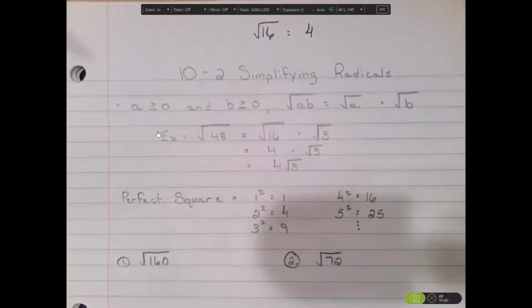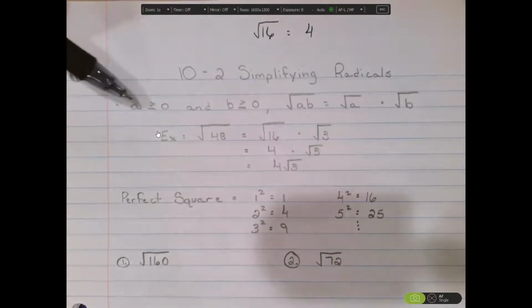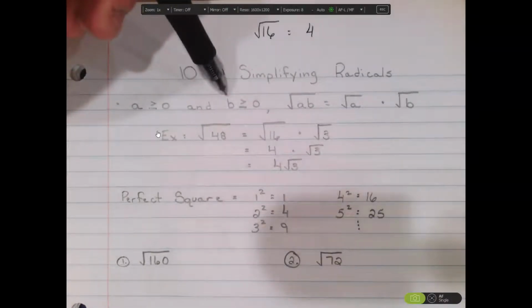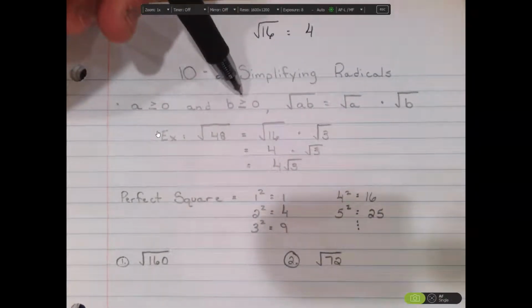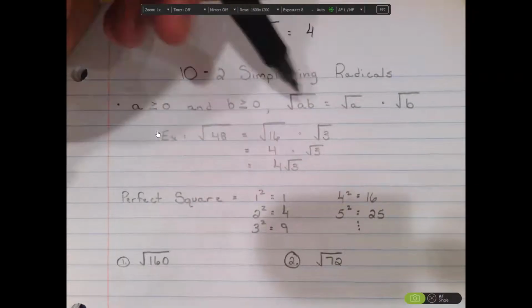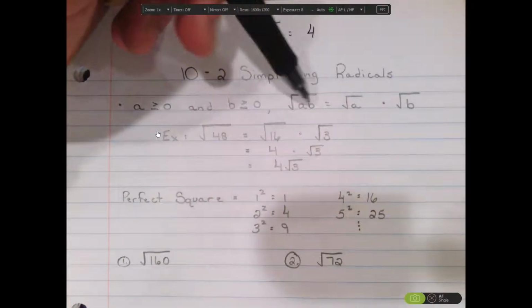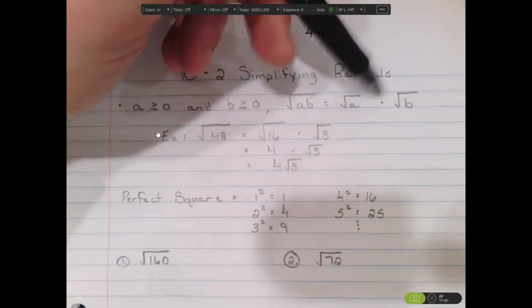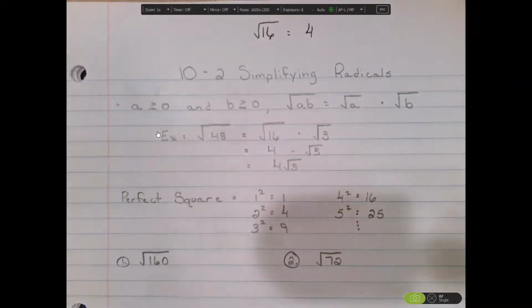So our first rule that we have to play with here is when a is greater than or equal to 0, so meaning a could be 0, but otherwise it's going to be a positive number, and b is also greater than or equal to 0. So a and b could be 0. With that being said, a times b, we can write this the same as radical a times radical b. And let me show you kind of an example of what that would look like.